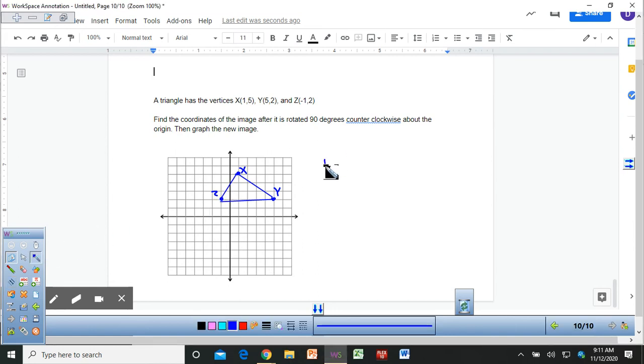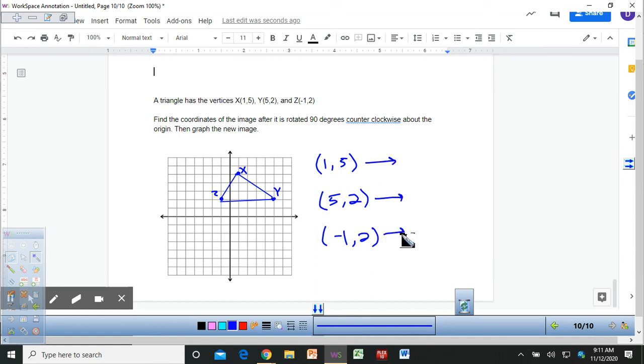Now, I'm going to write out my old points real quick because I'm going to have to mess with these. So I want them to be written down. 1, 5, 5, 2, negative 1, 2. Now, if we look at that table, it says if you're rotating 90 degrees counterclockwise, you flip your numbers, and then you put a negative in front of the first one. And then you graph those new coordinates.